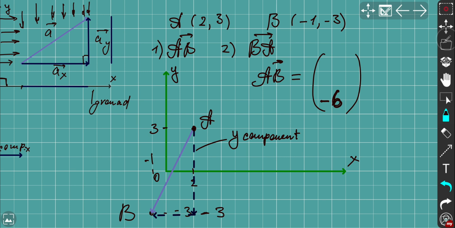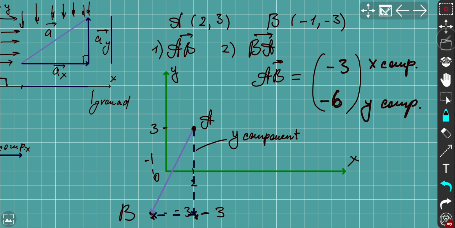All right, so what about the x component? It starts from 2 and goes to -1. It's also negative, so that's why from 2 to -1, we go actually 3 units, but in the direction opposite to the x direction. So in this case, it's going to be -3 as well. So completely, our vector AB will have -3 as the x component and -6 as the y component.